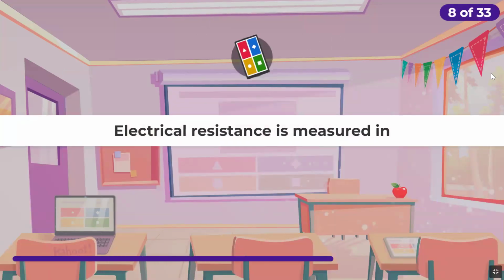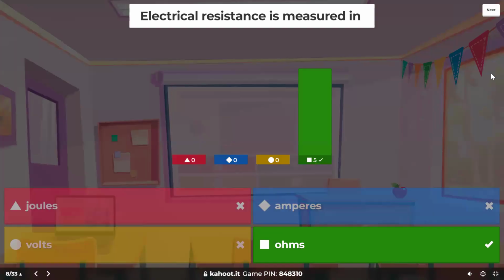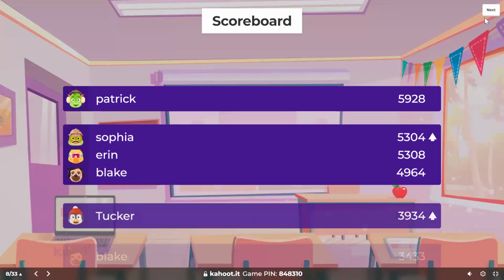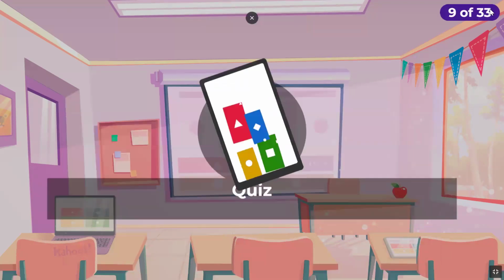Electrical resistance is measured in ohms. So energy is in joules, current is in amps, potential difference is in volts. Resistance is in ohms. We got Tucker, Blake, Aaron, Sophia, Patrick.